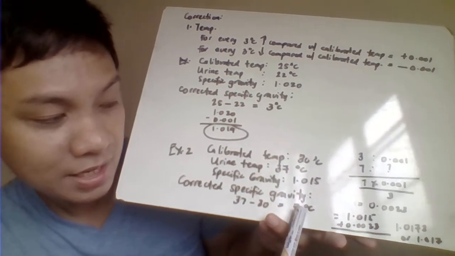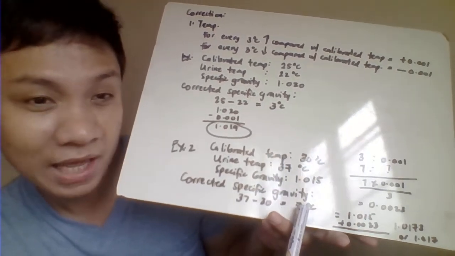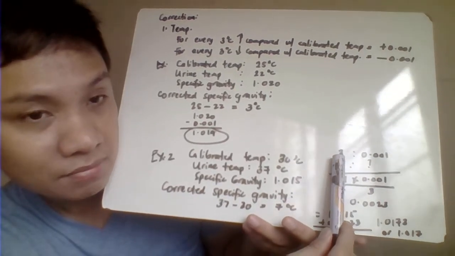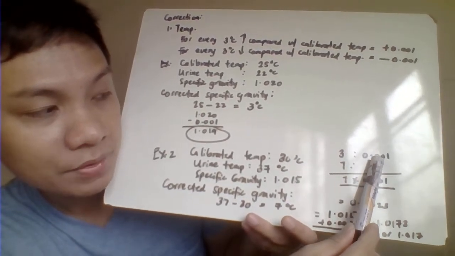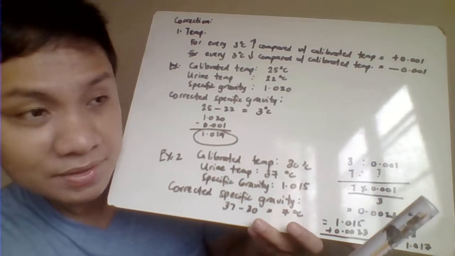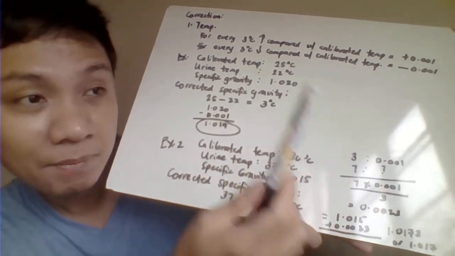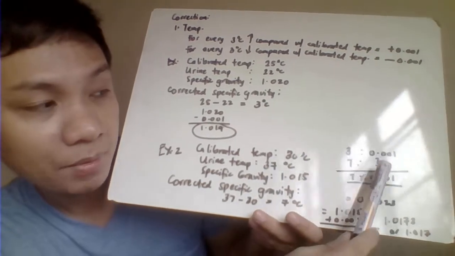In every 3 degrees Celsius, equivalent to 0.001, you just need to add or minus depending on that. If the temperature is higher, then we add. If it is lower, then we minus 0.001.